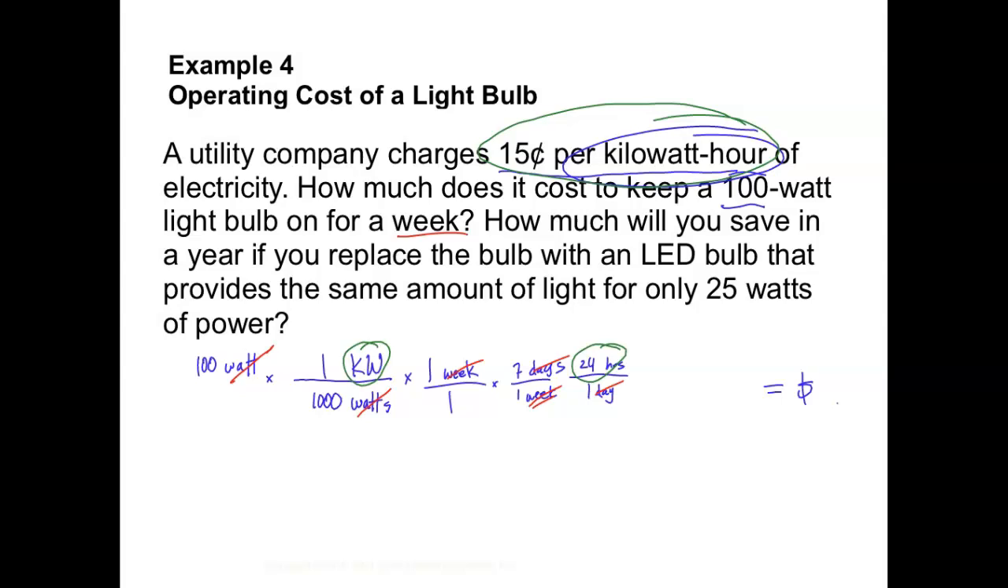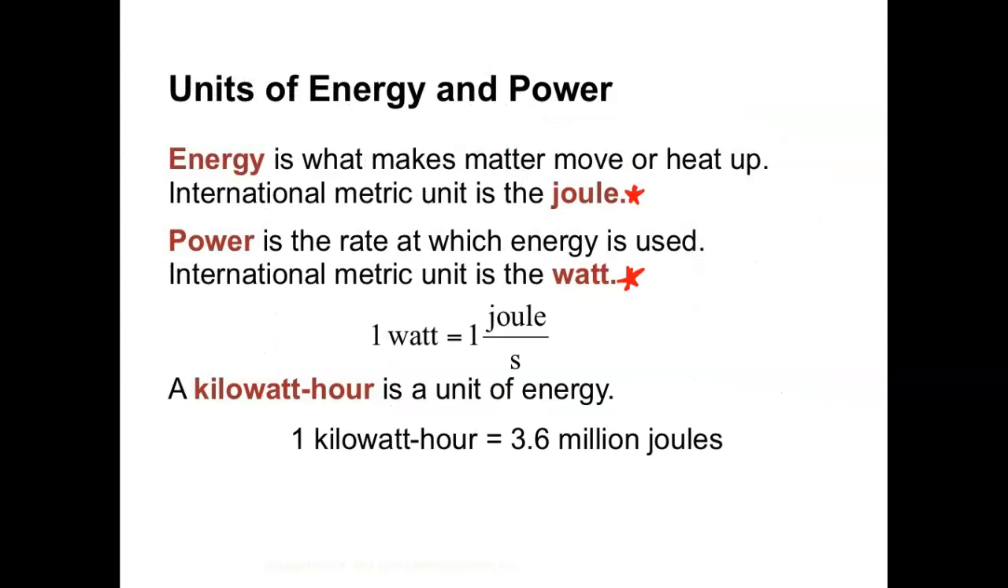So let's multiply this out. You'll go ahead and hit your calculator. You'll multiply out everything in the numerator, which would be 100 times 1 times 1 times 7 times 24. Everything in the denominator is going to multiply out to 1,000. And then you're going to divide, right? And that comes out to 16.8, and our units are kilowatt hours. And so remember, kilowatt hours are a unit of energy. It's about 3.6 million joules.